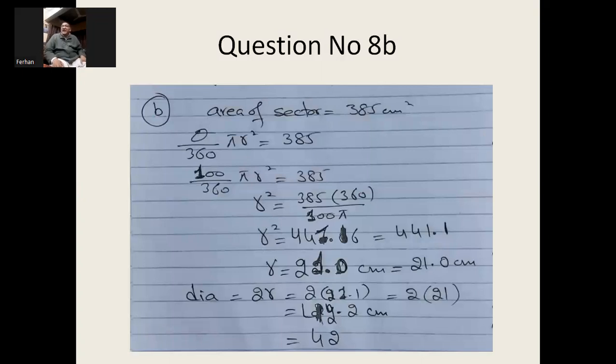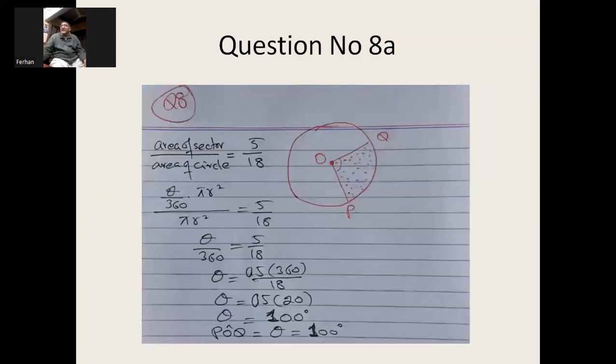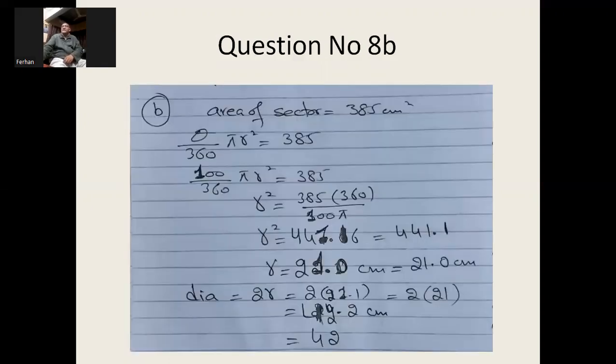Now in the B part, we have to find the radius, and the area of this sector is already given. So that is 385, and the angle subtended at the center by this sector is 100 degrees. So we want to find out the radius of this sector. You know the area of the sector, it is already given. It is 385 centimeter square. And we know that the area of the sector, the formula is theta by 360 pi r square. So we want to find out the value of the radius. So 100 divided by 360 multiply pi multiply r square equals 385.